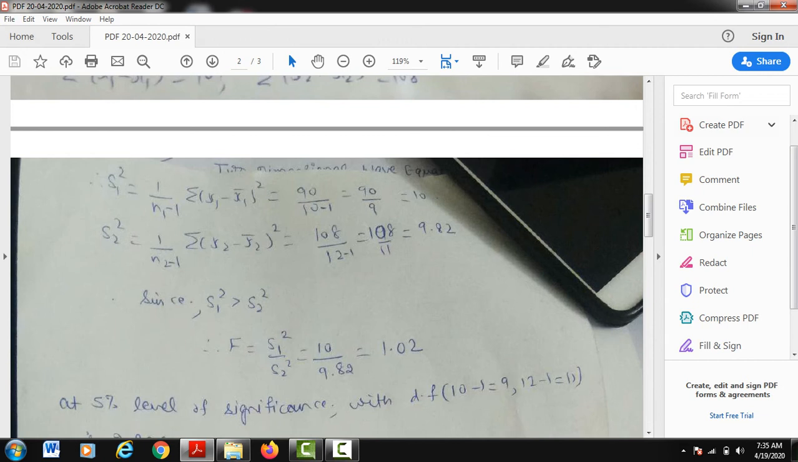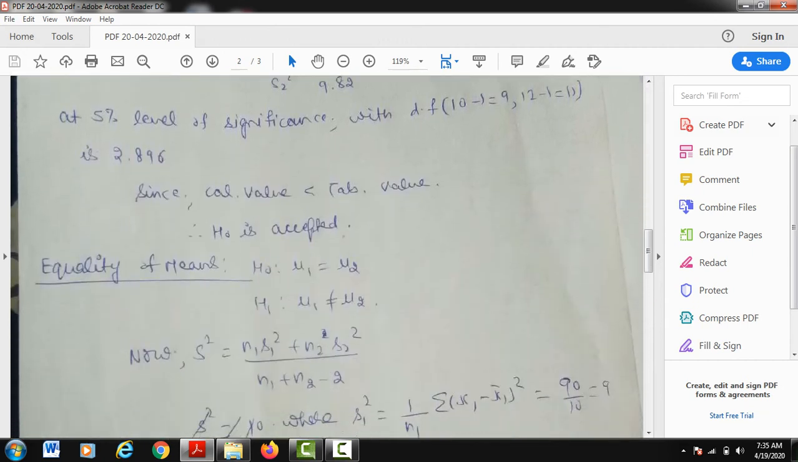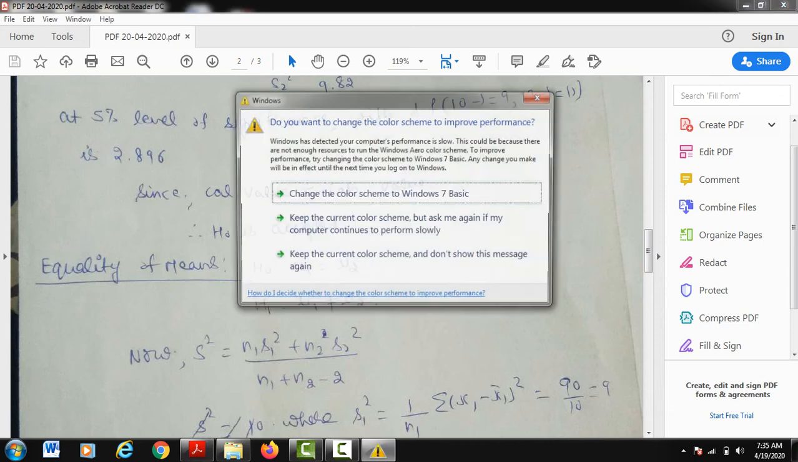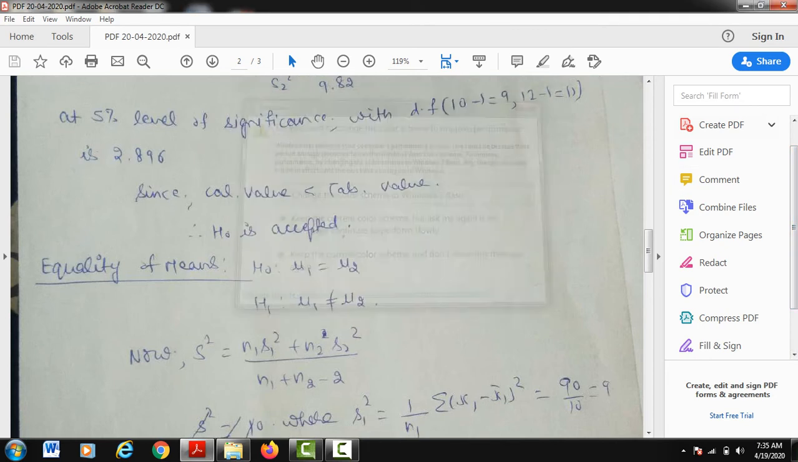So now we will calculate the table value. Again, students, if the level of significance is given in the question, then you have to follow that. But if it is not given, you can take 1% or you can take 5% also. So at 5% level of significance, the degrees of freedom are n1 minus 1 comma n2 minus 1, so 10 minus 1 is 9 and 12 minus 1 is 11. The table value, students, you can verify from the table, is 2.896.